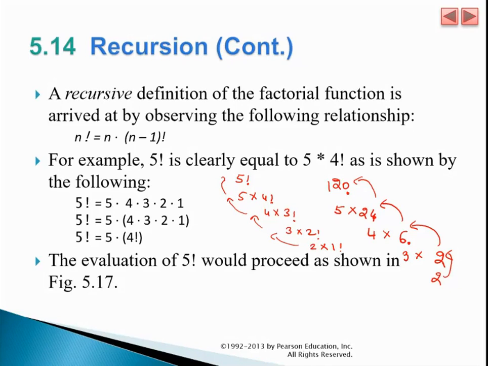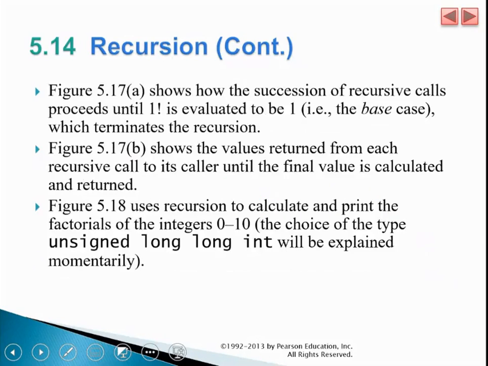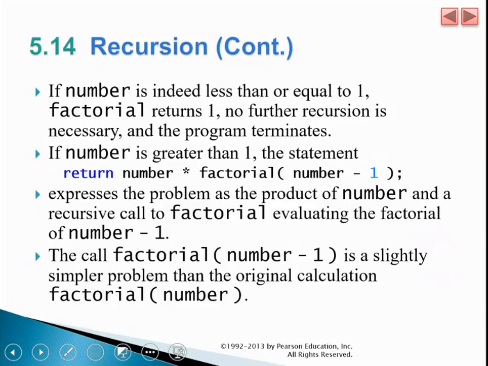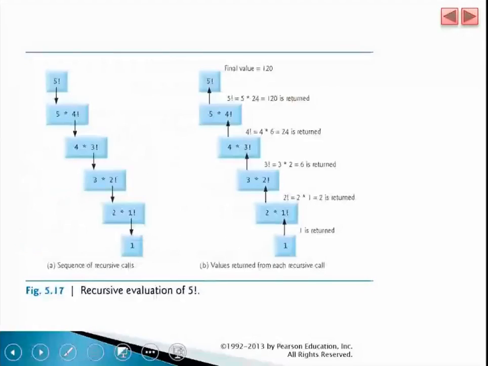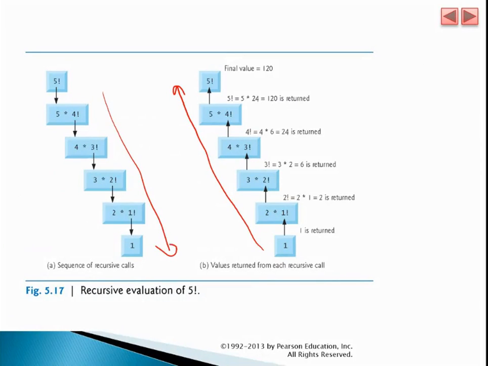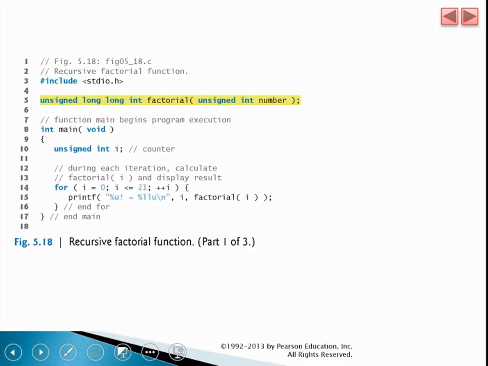So what is n factorial? N factorial is n into n minus 1 factorial. This is what we have to write inside the function. Now let's see the program actually. Then we will again come to this. This is something that I drew, and this is how it will get returned. So the calls work in this way and the returning works in the opposite manner.